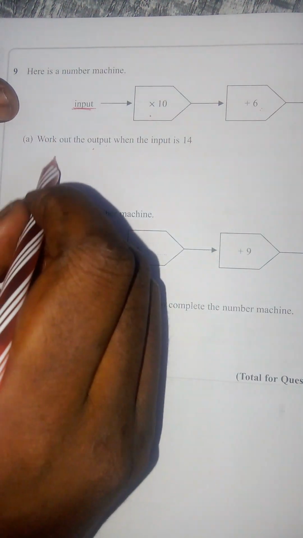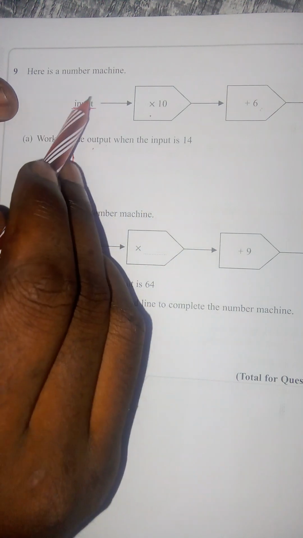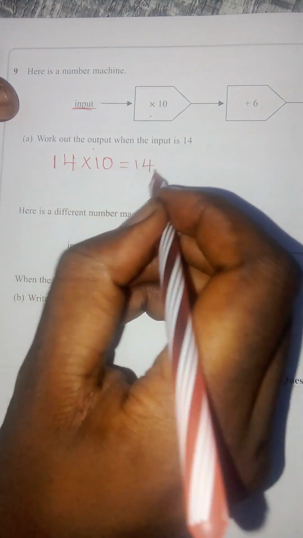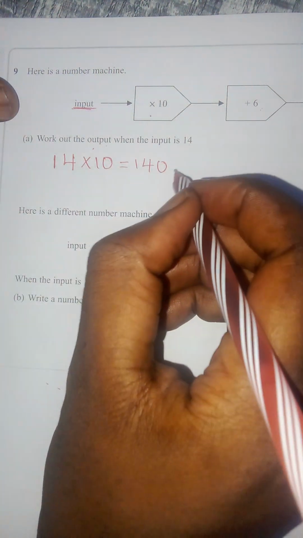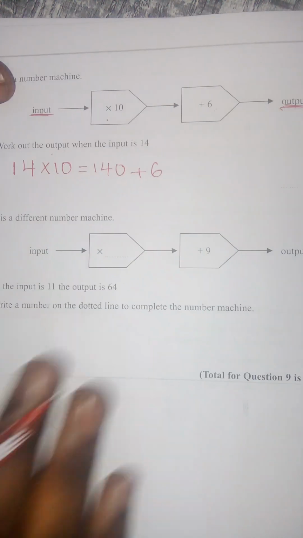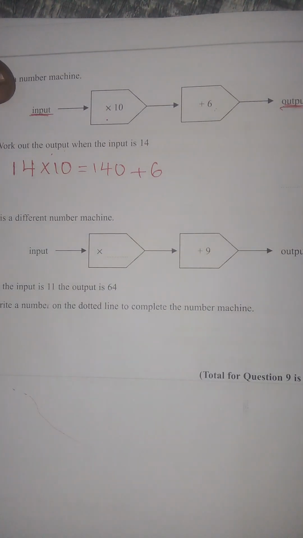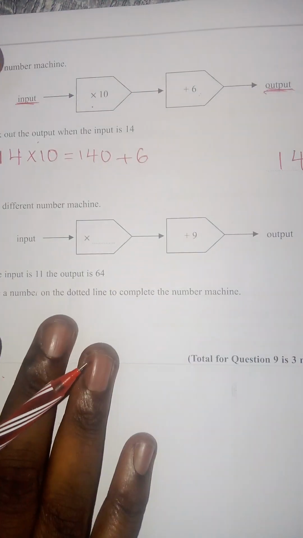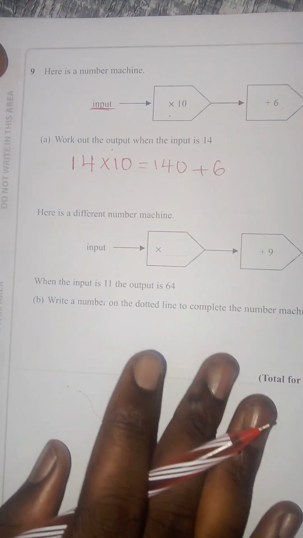So I have inserted 14 as the number here. It is going to multiply it by 10, which will give me 140. Then it will add 6 to it. So if it adds 6, what is the output? The output becomes 146. That's what I expect on my output.